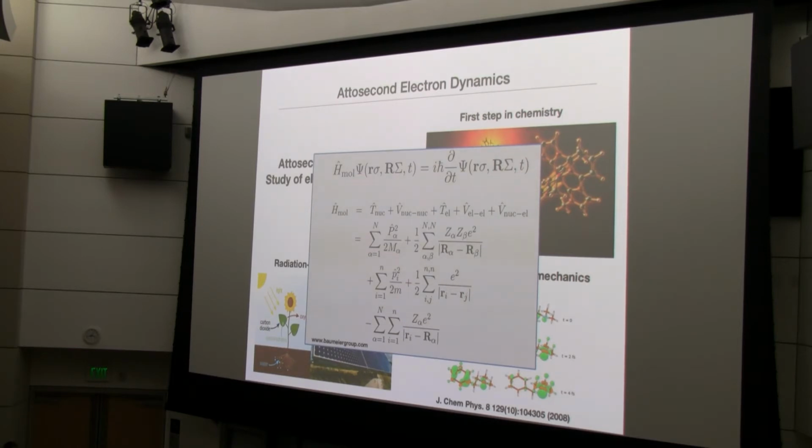Anything more complicated, say, than a hydrogen molecule or a helium atom, you can't solve the Schrödinger equation numerically. And so the reason why I think we should be spending all this money doing these experiments is so we can create data to come up with better models to simulate molecular systems theoretically. Okay.